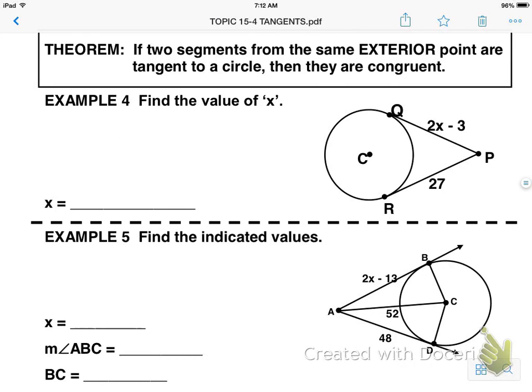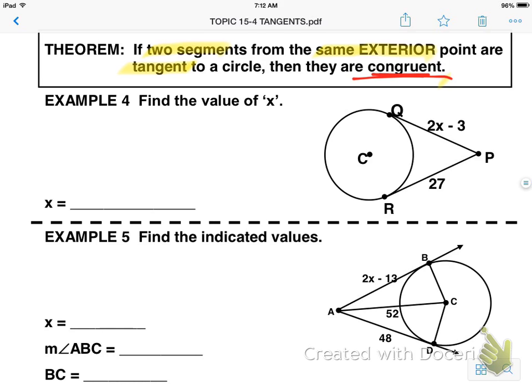Okay, looking at these next two examples, I've kept them together because we have a new theorem, and this theorem I feel like is easier than the first one. When I say that, it's just because the math seems a little bit easier to do. This theorem says if two segments from the same exterior point are tangent to the circle, then they are congruent. Keyword congruent. That's going to help us out with the math.